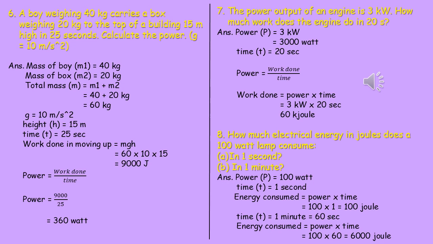Last question. How much electrical energy in joules does a 100-watt lamp consume? Part A in 1 second and in 1 minute. Power P is equal to 100 watt, time T is equal to 1 second, energy consumed is power into time, that is 100 into 1 or 100 joule. Time T is equal to 1 minute, that is 60 seconds. Energy consumed is equal to 100 into 60, that is 6000 joule.